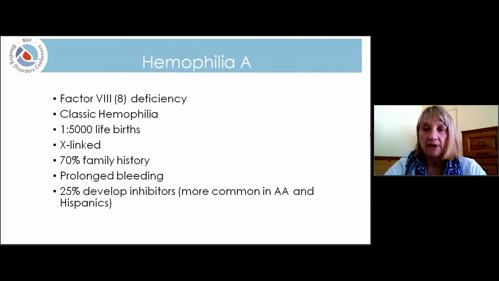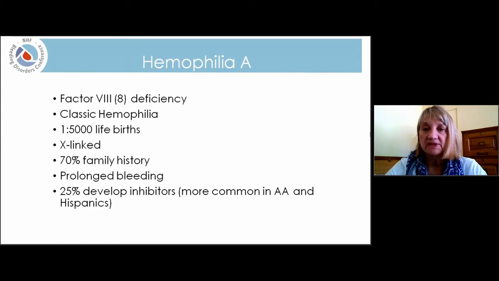So let's start out by talking about what hemophilia is. There's an overarching umbrella of the term hemophilia, but most of the time it includes patients with hemophilia A and hemophilia B and some of the rare types of factor deficiencies. Hemophilia A is factor VIII deficiency. It's sometimes referred to as classic hemophilia. It's 1 in 5,000 live births, and it is an X-linked inherited disorder.